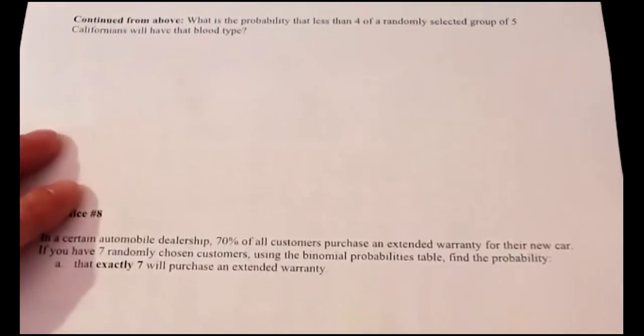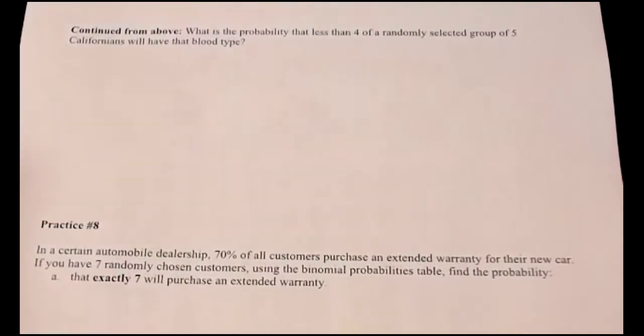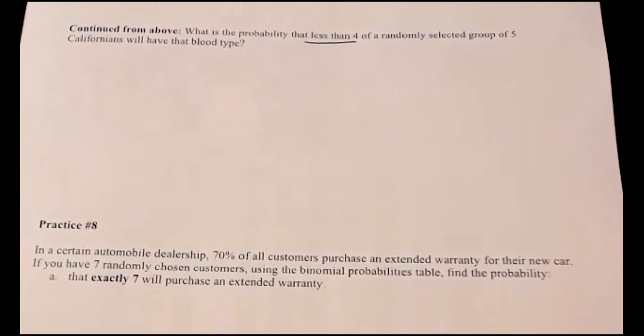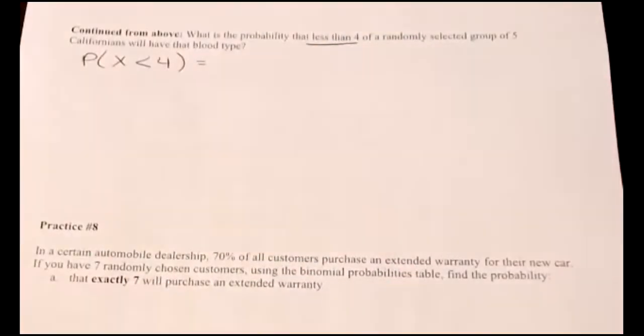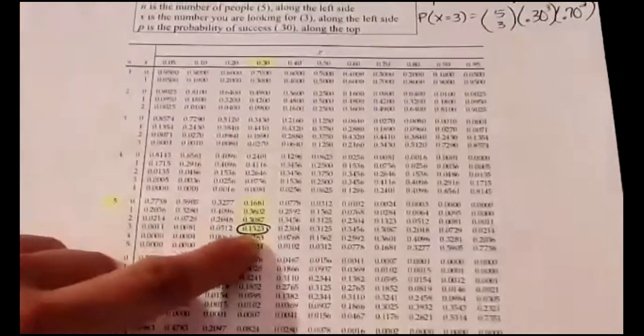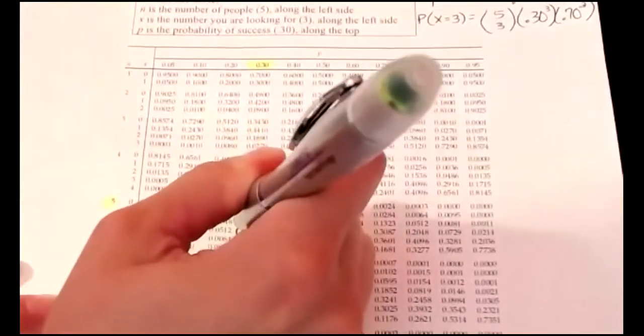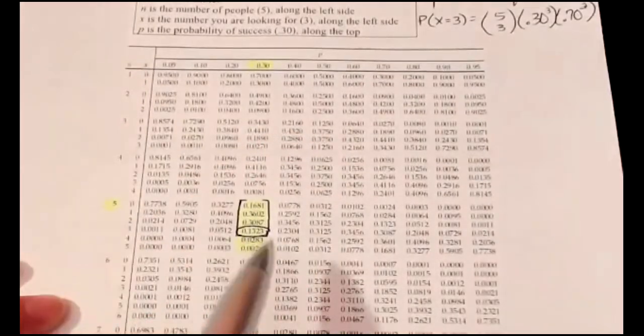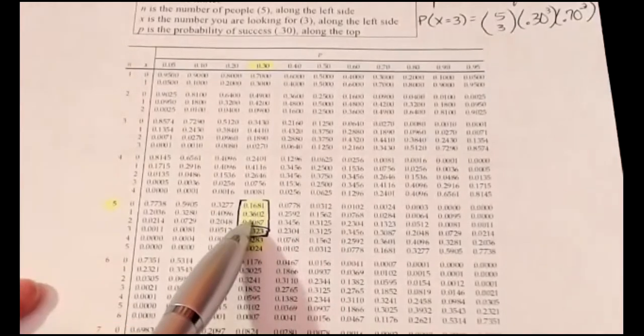So let's actually just finish using the table. It says, what is the probability that less than 4 of a randomly selected group of 5 Californians will have that blood type? So the probability that our value will be less than 4. We know that that's the same as saying probability of 0, 1, 2, 3, add those together. So let's go to the previous page. We still want that highlighted block, but we want less than 4. So that means we're going to add these values together. We don't include the exactly 4 because it's less than 4. So we just want to add all 4 of these values together.